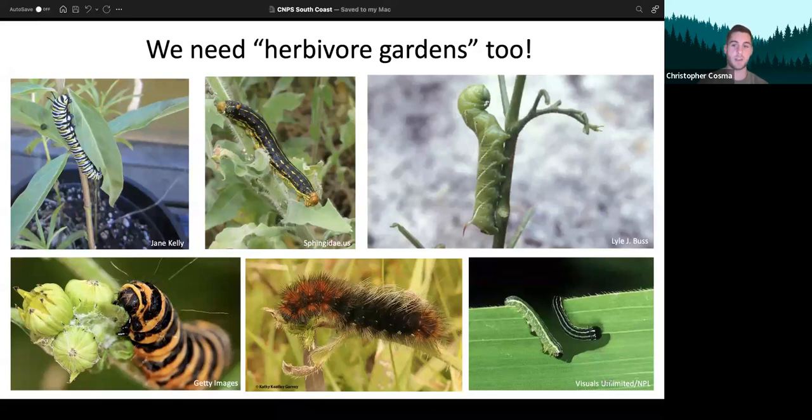And part of this kind of means shifting the way we view our yards and gardens. And so we need, just like we need pollinator gardens, we need herbivore gardens too. And we need to become familiar and comfortable with the fact that plants get eaten. And again, when you see that sign of herbivory in your garden, especially on your native plants, that should be a sign to you that you are helping support a local food web.